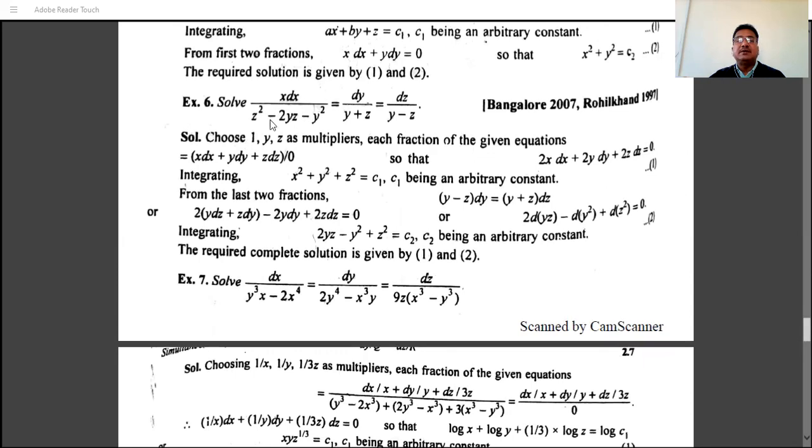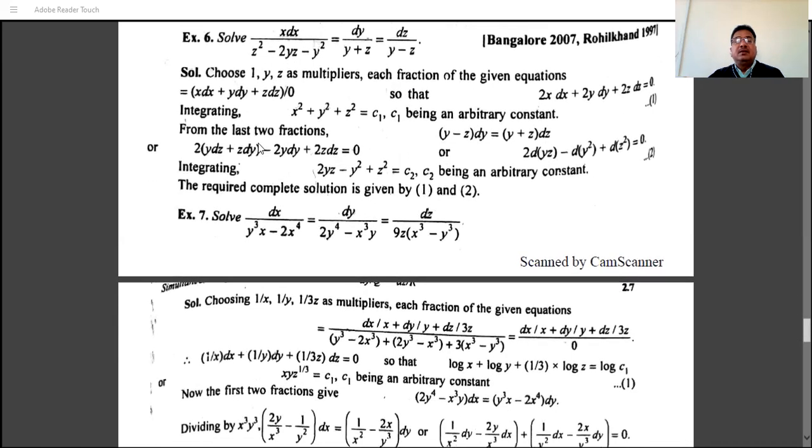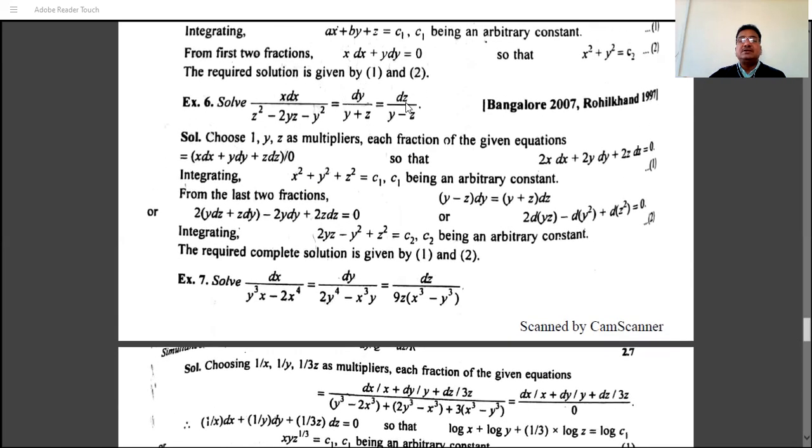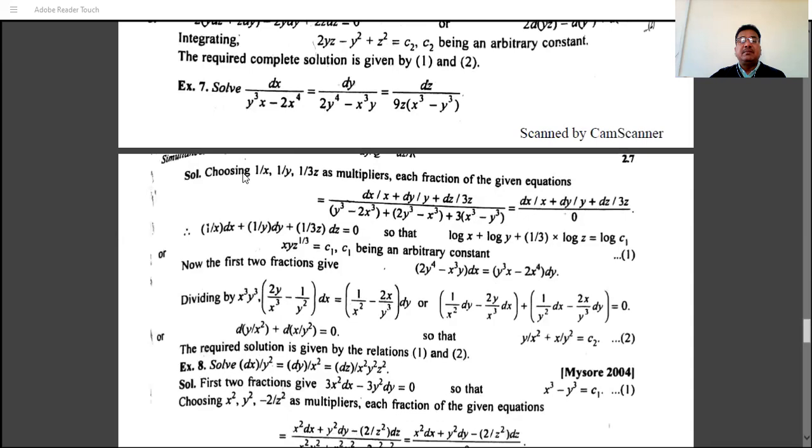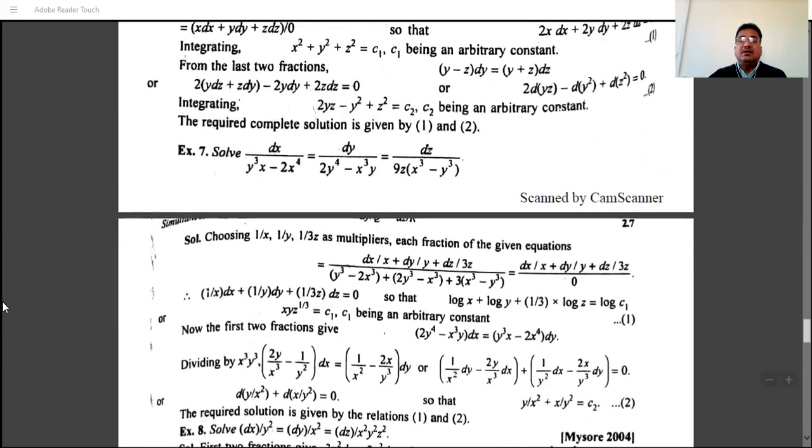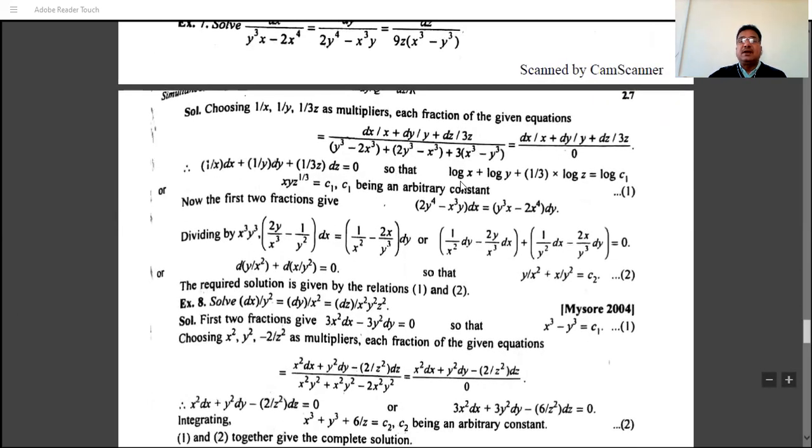Then this is problem number 6. Choose multipliers 1, y, z, and we have the answer. And from the last two fractions, because x is absent in them, after integration we have this as the answer. Next, problem number 7: the multipliers are 1 by x, 1 by y, and 1 by 3z. Usually the multipliers are x, y, z, or 1 by x, 1 by y, 1 by z. By using the trial and error method, find these multipliers, and then we have this answer.